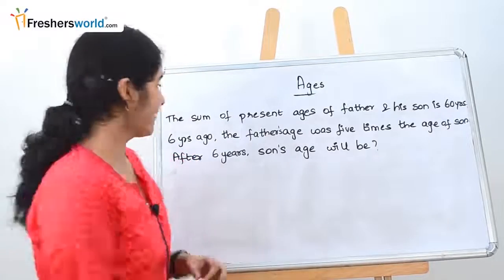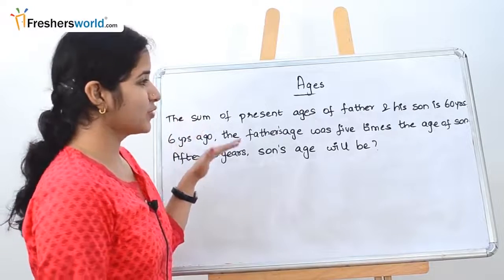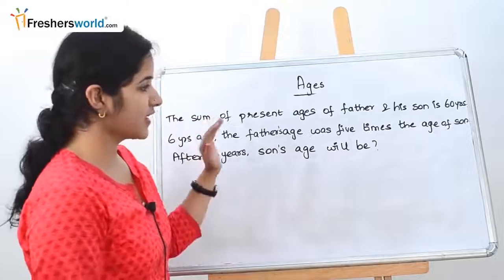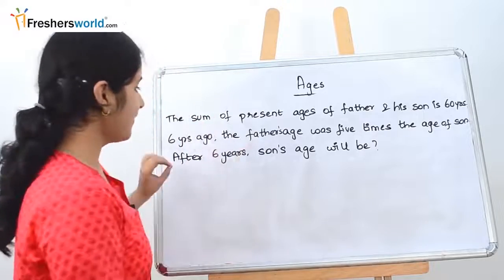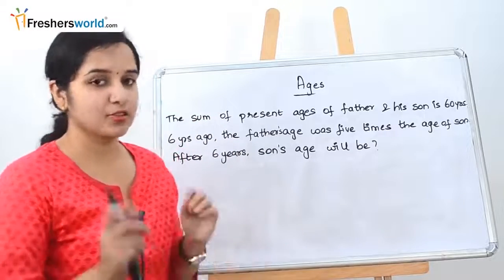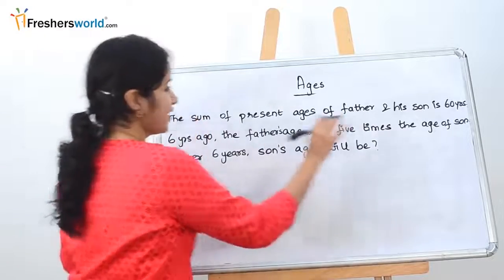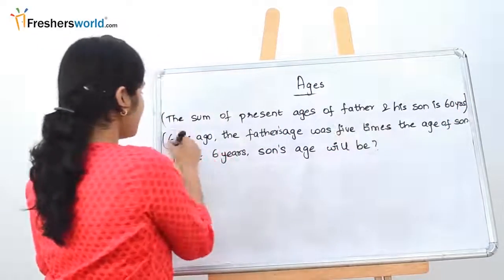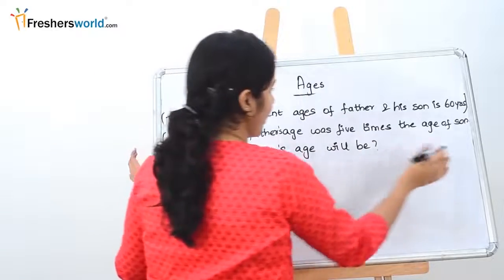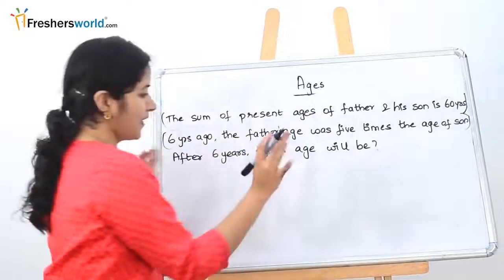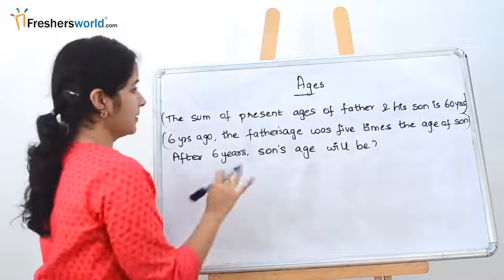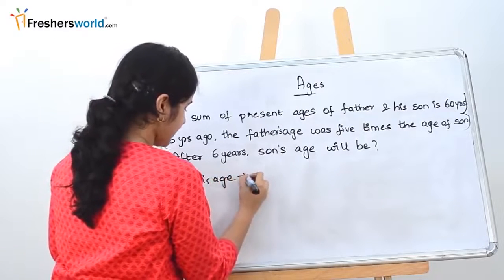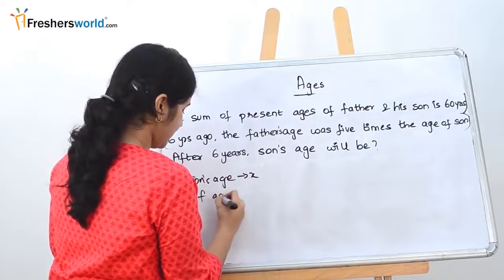The next question they've asked is, the sum of the present ages of a father and his son is 60 years. 6 years ago, the father's age was 5 times the age of the son. After 6 years, what will the son's age be? First step, as usual, segregate the question. The first part talks about the sum of their present ages. Second part, 6 years ago, the father's age was 5 times the age of the son. And then the question that they've asked. First, assign variables. Let's take the son's age as x and the father's age as y.